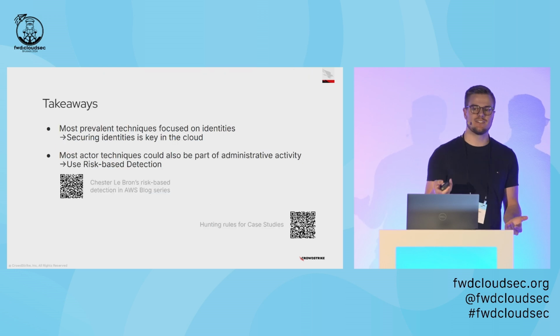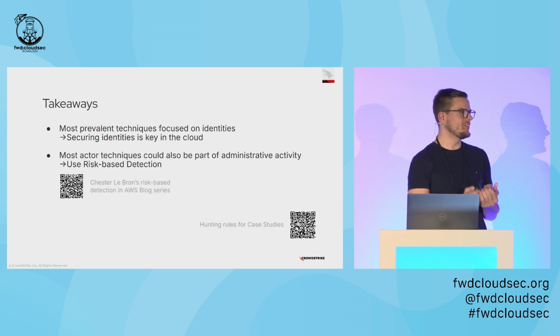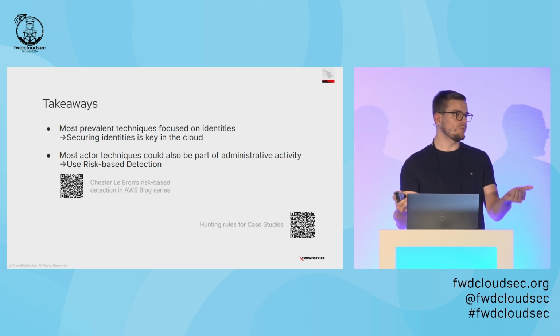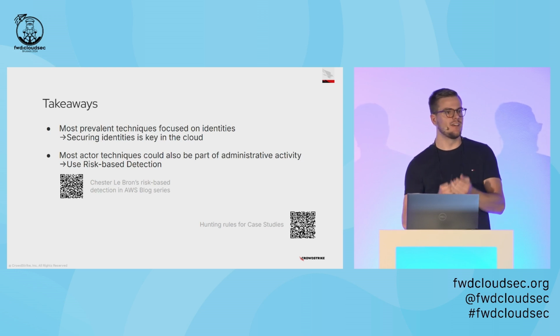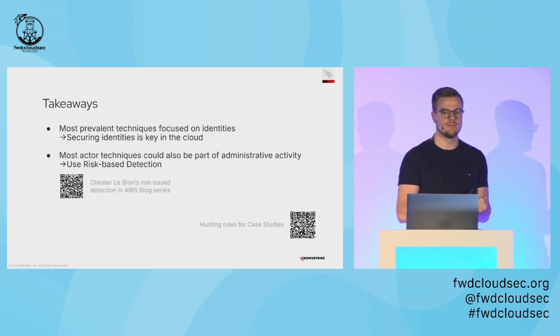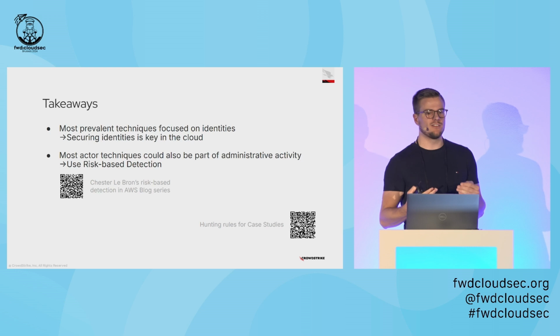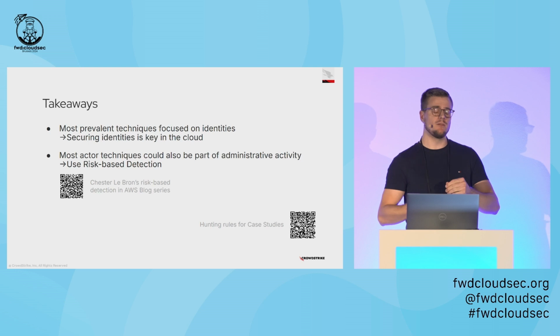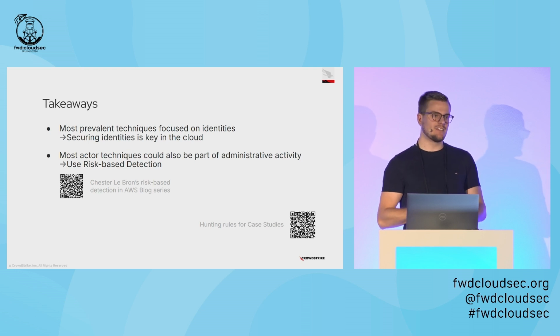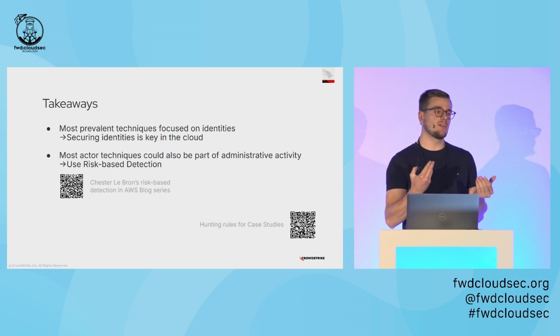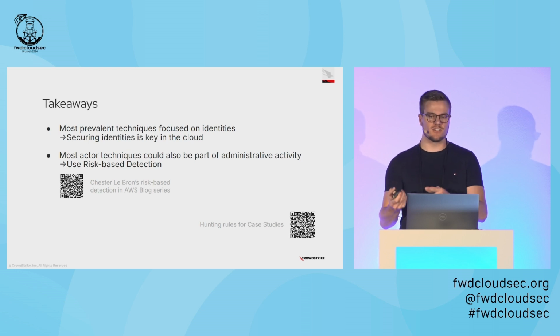If you remember nothing else, please keep those things in mind. According to our data set, the most prevalent techniques that we observe threat actors use while compromising cloud environments are focused on identities. Thus, securing your identities is key in the cloud. As you might have seen in the hunting leads, most actor techniques could also be part of benign administrative activity, and thus alerting solely on particular single events will be very false positive prone. Instead, I recommend that you adopt a risk-based detection approach. And if you want to learn more about this, I recommend that you follow Chester LeBron's recently started blog series on how to do risk-based detection in AWS.